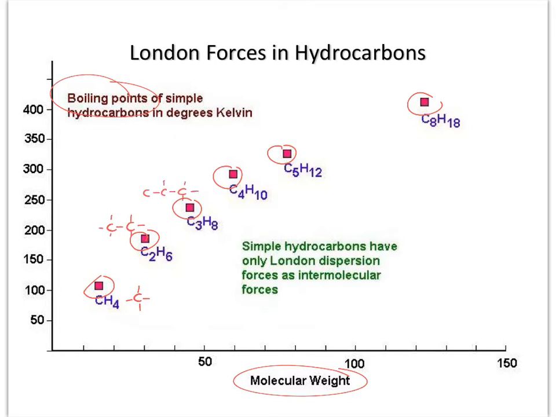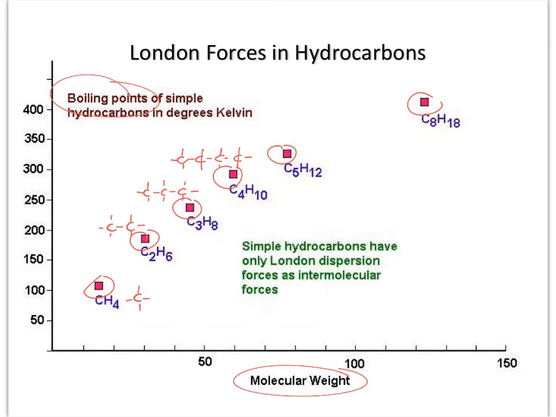So if you were given a graph like this on a multiple choice or a free response, and you were asked to explain the trend in boiling point, you could say the strength of dispersion forces increases due to the larger electron clouds, which have greater polarizability.